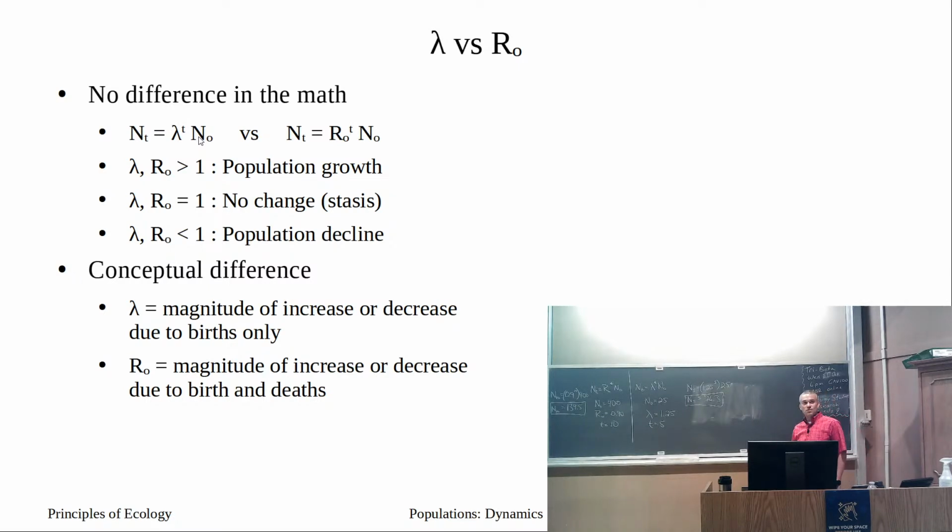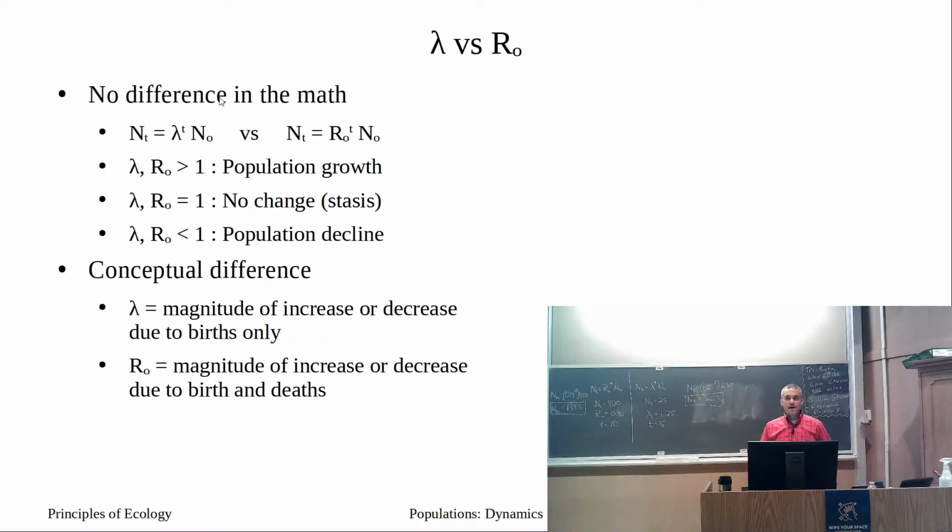Lambda versus R naught. So the question was, do we assume that there's no deaths? Well, deaths are kind of inherently built into these equations. Immigration is left out. We assume that there's no net migration, so those terms are just dropped completely. We assume those are zero. If we wanted to include them, we could, but we're not going to, not in this class. So where do deaths come into play? Well, that kind of is what lambda and R naught describe.